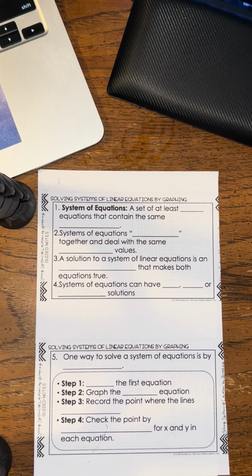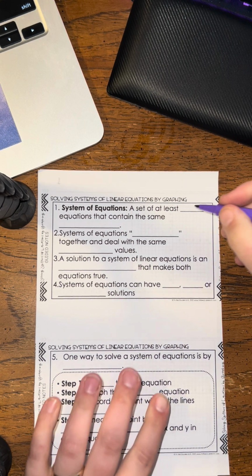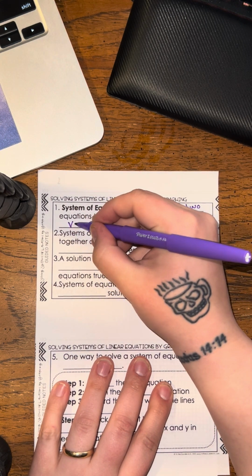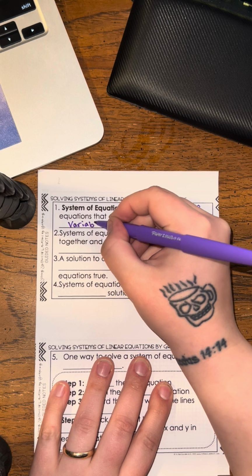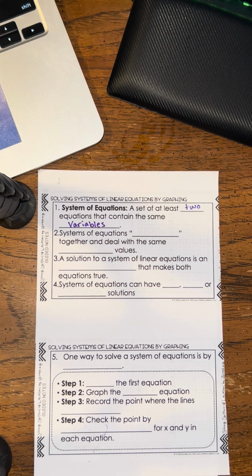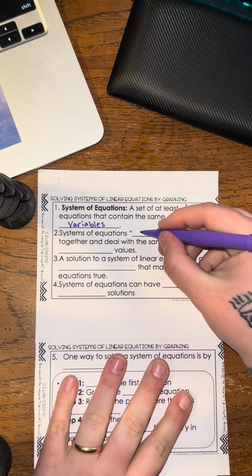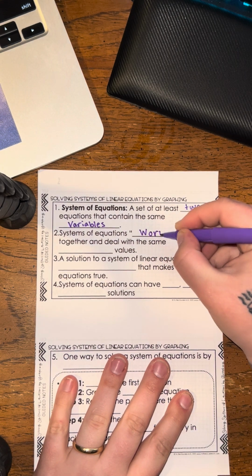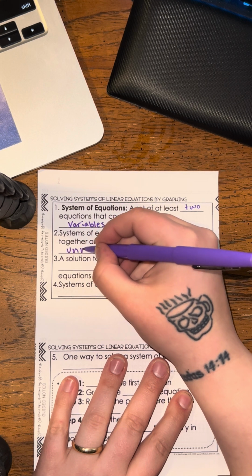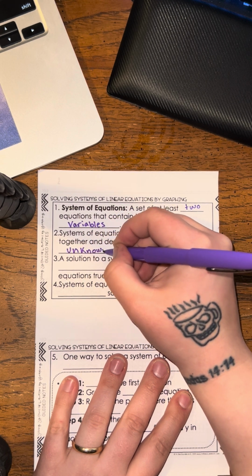So number 1 here says system of equations, and that's a set of at least 2 equations that contain the same variables. So we're going to write 2 and variables right here. The second one says systems of equations work together and deal with the same unknown values. So they work right here together and deal with the same unknown values.